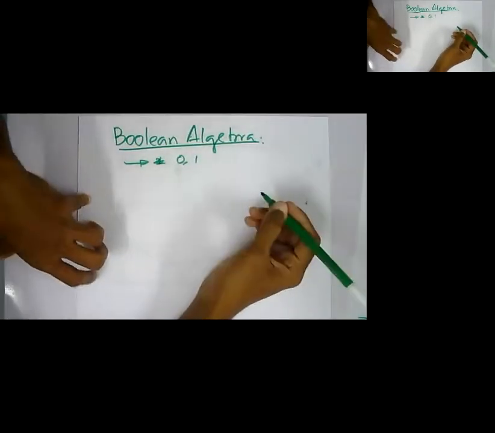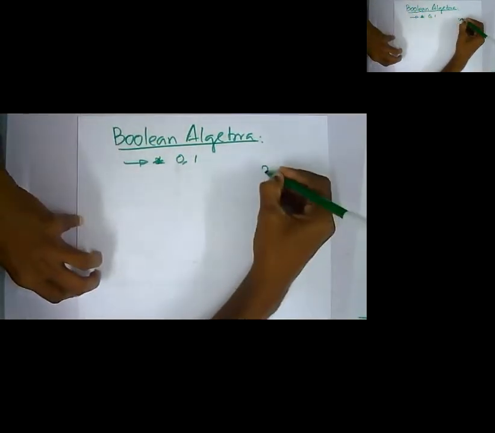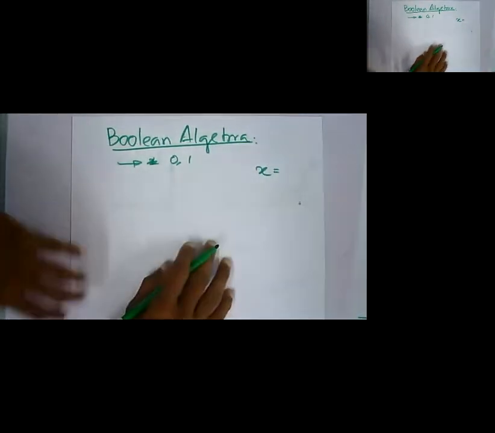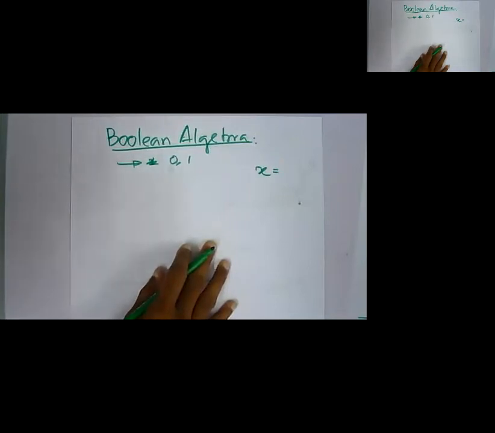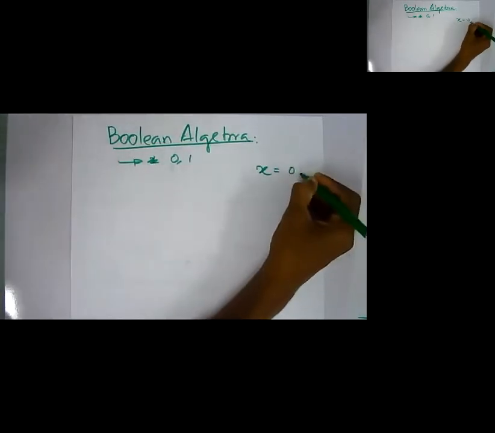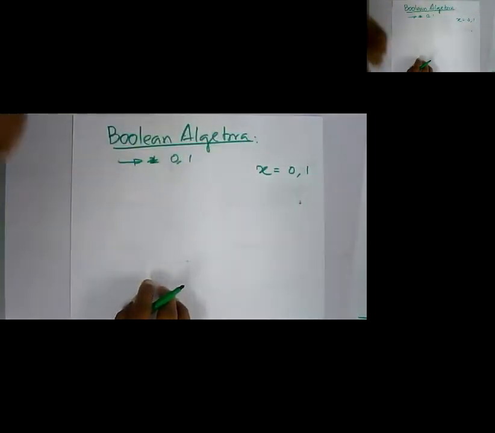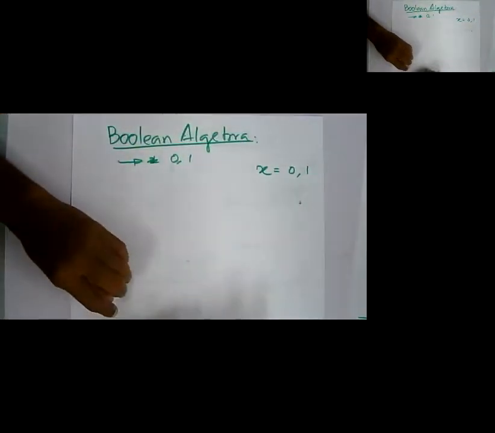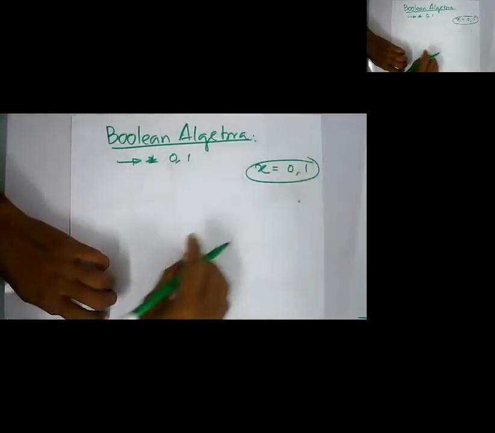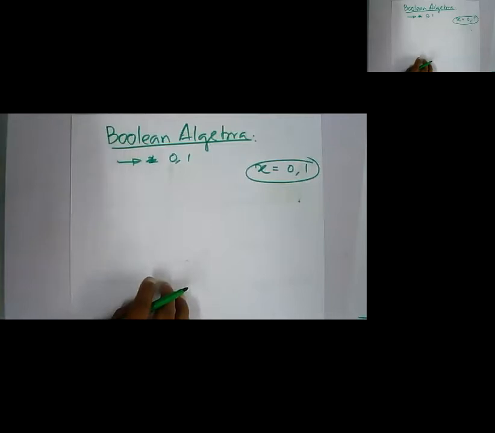For example, in real life, if we have a variable x, it could be any value from minus infinity to plus infinity. If I say that it is a digital signal, x could be either 0 or 1. If it is a single bit variable, it is 0 or 1. There are no other values. So in this algebra, we have only zeros and ones, and it is pretty simple.